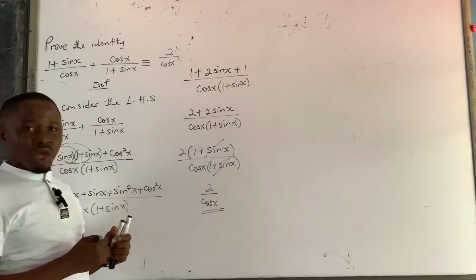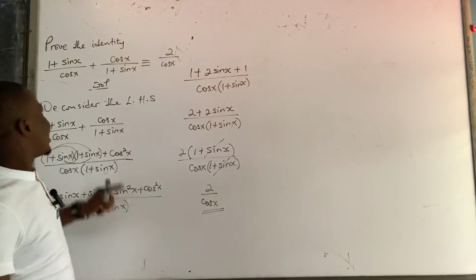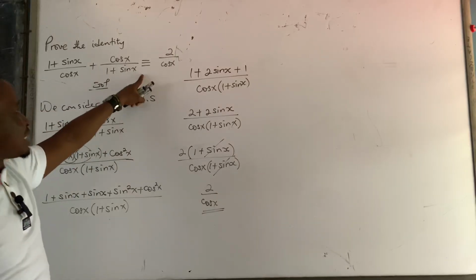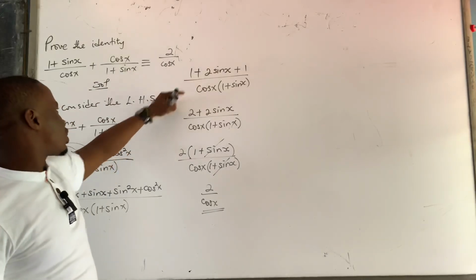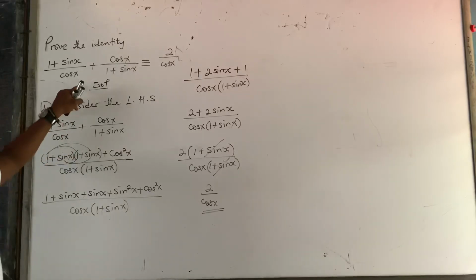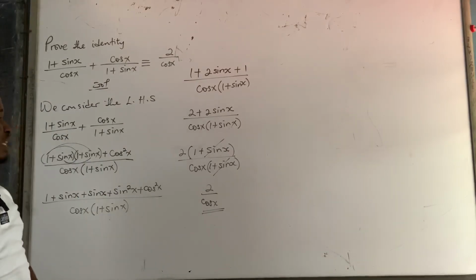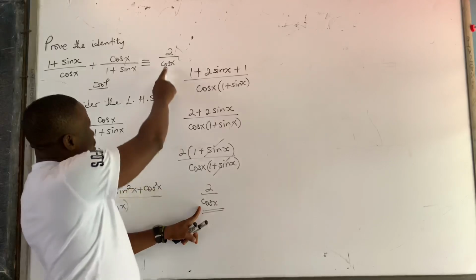Therefore, we've proved that the left-hand side is identical to the right-hand side, because when we considered the left-hand side and simplified it, we were able to get what we have on the right-hand side.